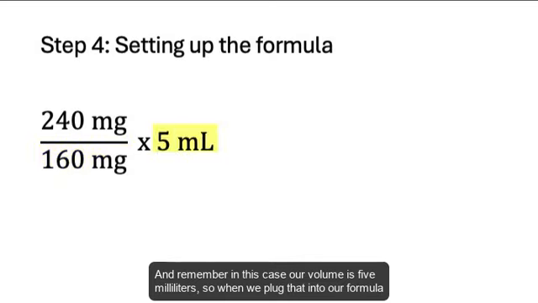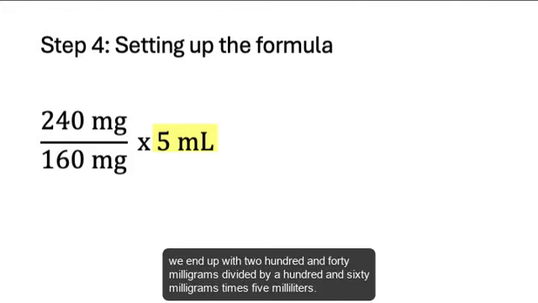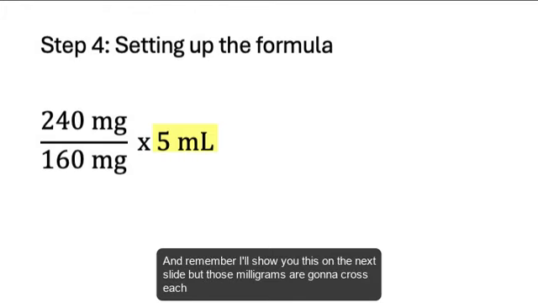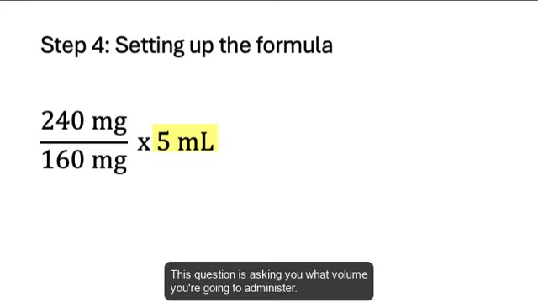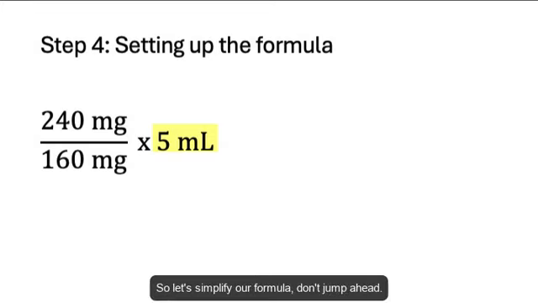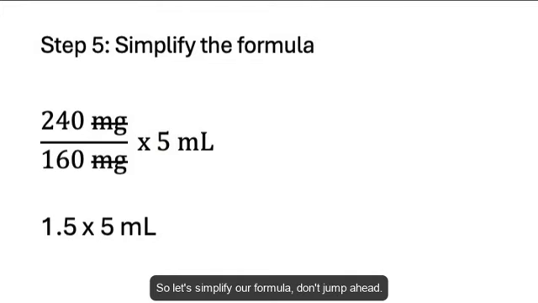So when we plug that into our formula, we end up with 240 milligrams divided by 160 milligrams times 5 milliliters. And remember, I'll show you this on the next slide, but those milligrams are going to cross each other out, which leaves us with milliliters, which is what we're solving for. This question is asking you what volume you're going to administer. So let's simplify our formula.